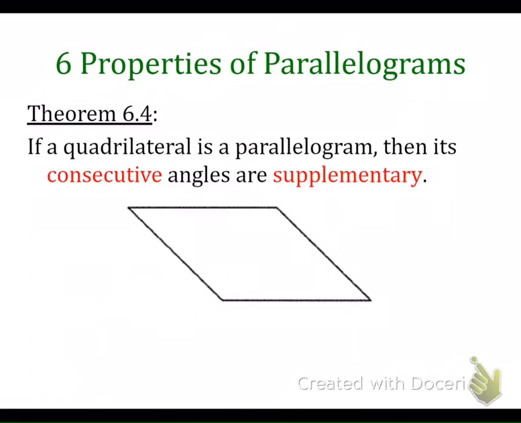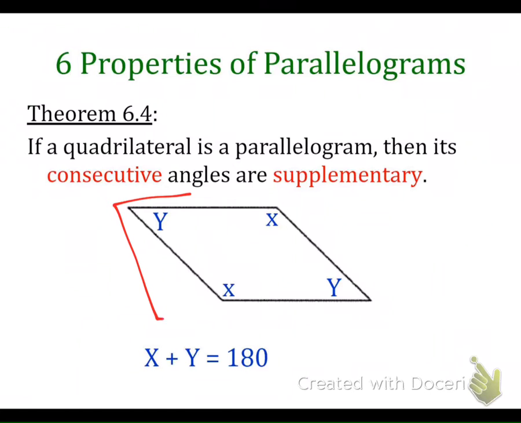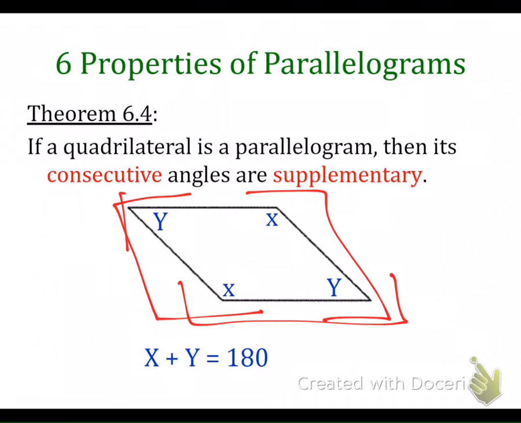I got the Google Classroom. Okay, 6.4. If a quadrilateral is a parallelogram, then its consecutive angles are supplementary. So let me show you what that means. Consecutive means side by side. So these two angles will add up to 180. These two angles will add up to 180. These two add up to 180. These two add up to 180.